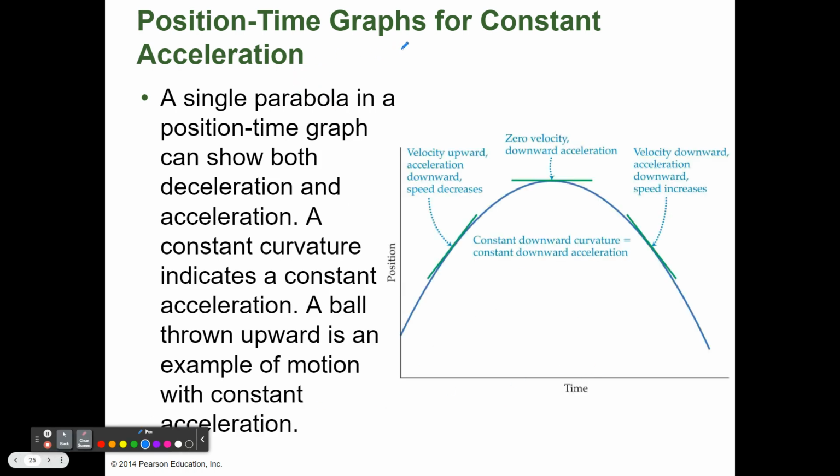All right, position versus time graphs for constant acceleration. The thing to remember is that you can have both. So this one parabola, the single parabola, shows that the object is both accelerating and decelerating. So it's accelerating on this side, it reaches the top of its curve, and then on the other side begins to decelerate. Okay, so your velocity is going down, and so we say that it is decelerating.